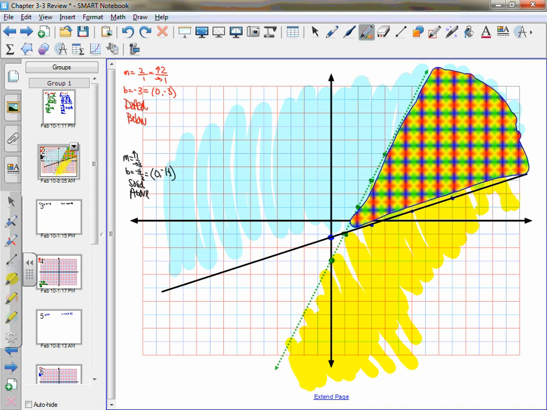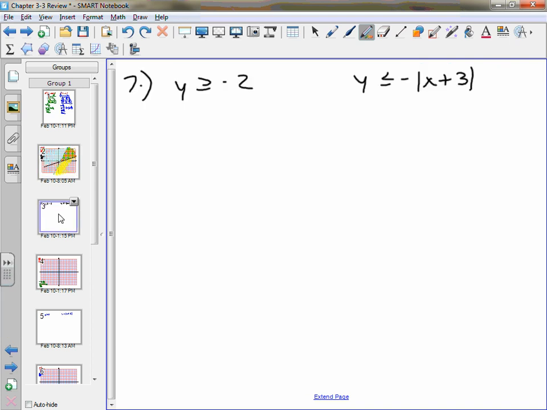Okay. Shall we do another one? Yes. Let's do number 7. What do you notice that is different about number 7? Absolute value. It has absolute value, doesn't it? And what does absolute value look like?